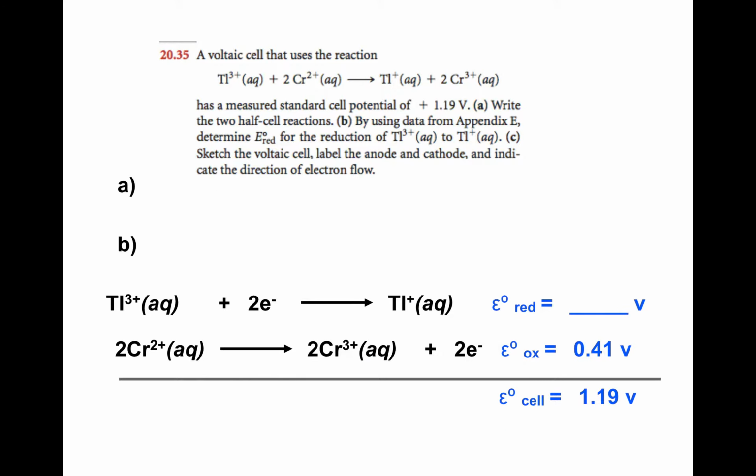Now I know what the oxidation potential is for chromium, and I know what the cell potential is. I can just subtract the oxidation potential from the cell potential to get the reduction potential for thallium 3 plus. All right, C, sketch a voltaic cell, label the anode and the cathode, and indicate the direction of the flow of electrons.